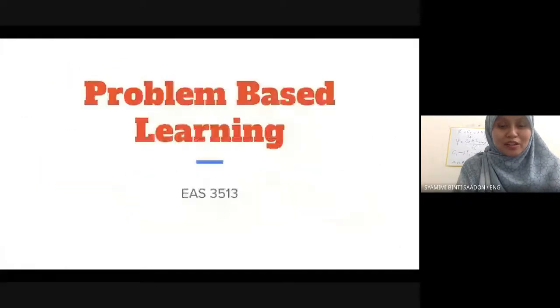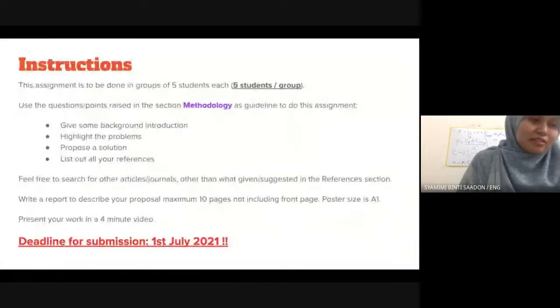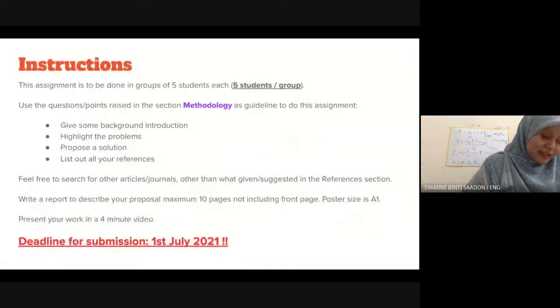That's all. I put the deadline at 1st July, which is in 2 weeks. Try to submit before your study week. Your study week is 5th July, and then 12th July is exam week. So at least try to submit by the time of study week, so that after that you can concentrate on the exam.